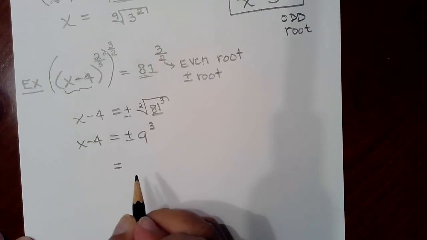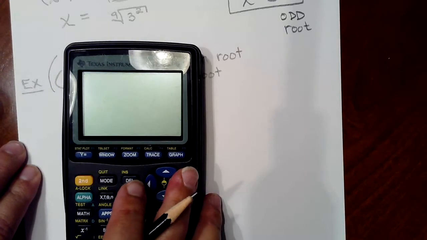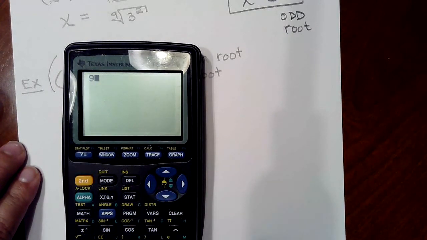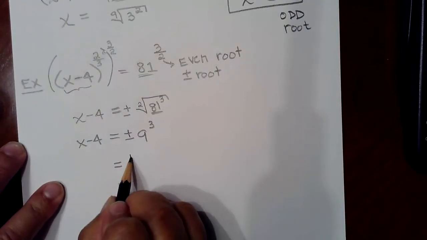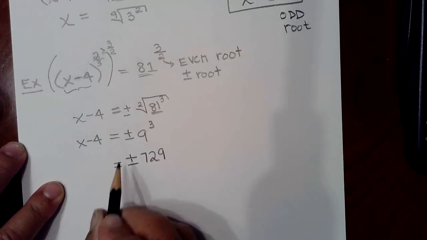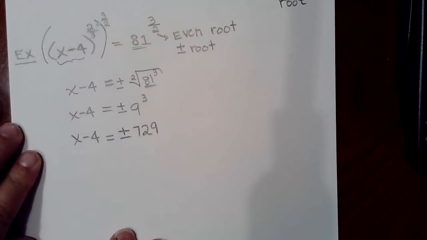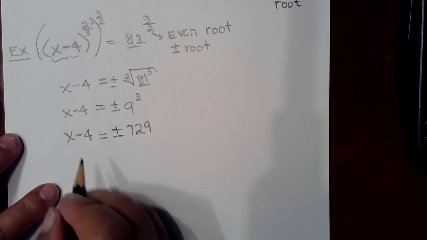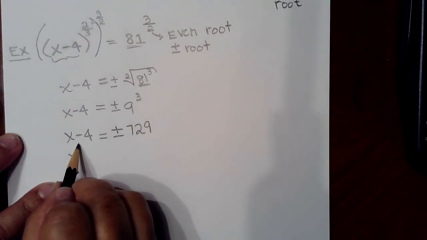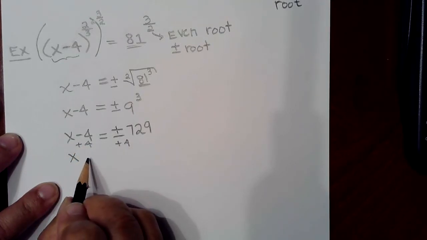You can go ahead and get your calculator to assist with that 9 to the 3rd power. And if you put that in your calculator, that's going to be 9 raised to the 3rd. That's 729. So plus or minus 729. Don't lose those. Don't lose the plus or minus. And now continue solving. You're always trying to get all the way to the point where the x is by itself.